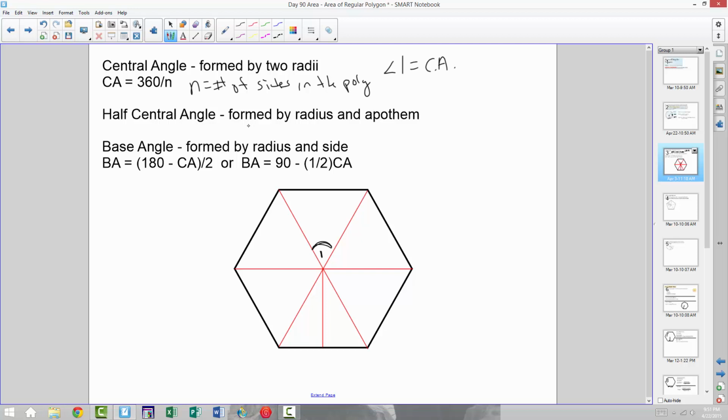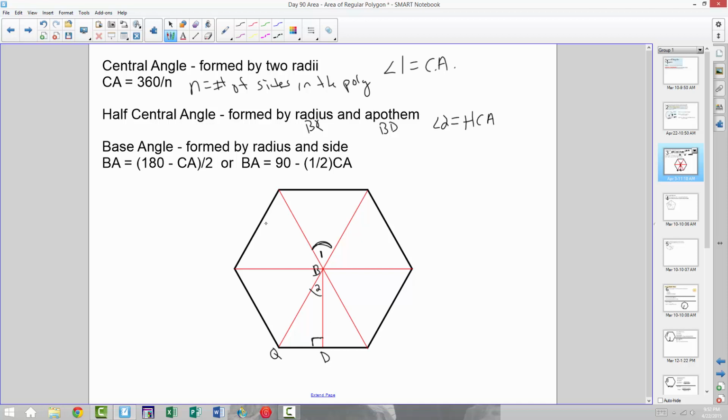The half central angle is formed by a radius and the apothem. Well, my apothem, I'll label this B to D. So the apothem is BD. The radius is BQ. So the half central angle, I'll label this 2, is right there. So angle 2 is the half central angle, HCA.